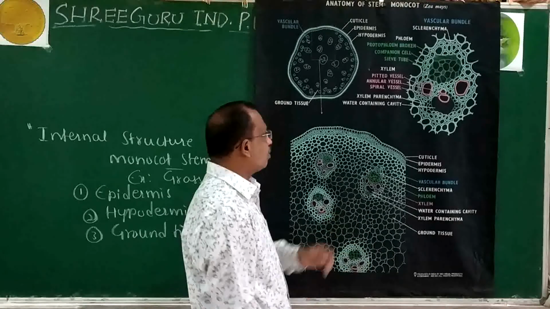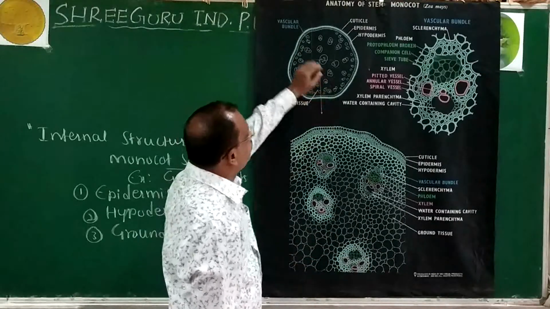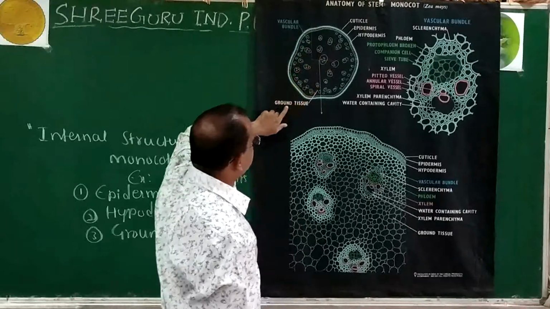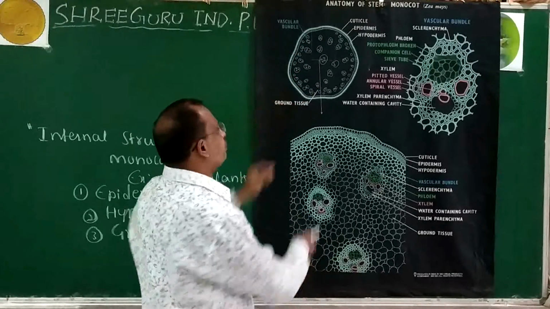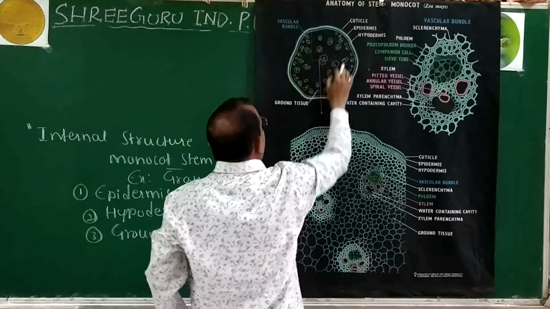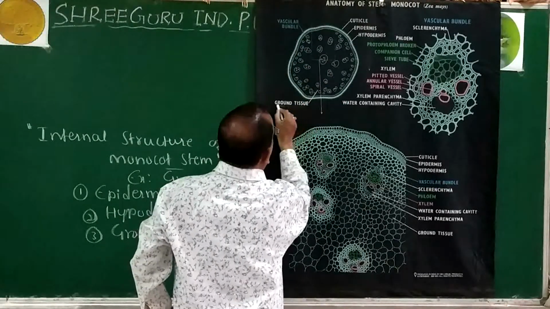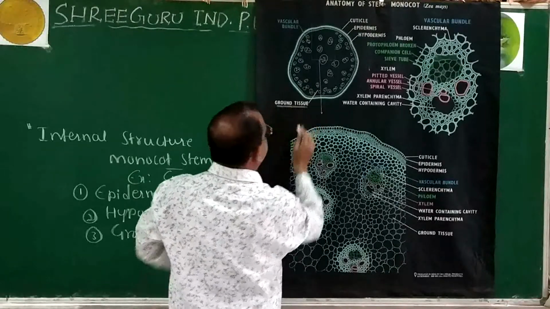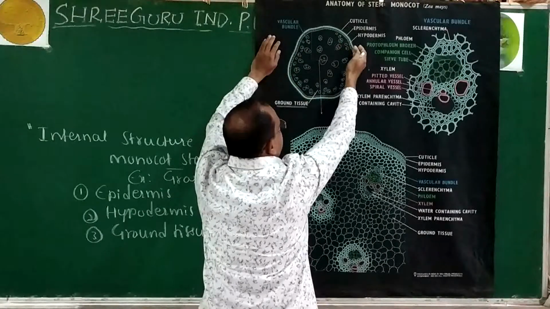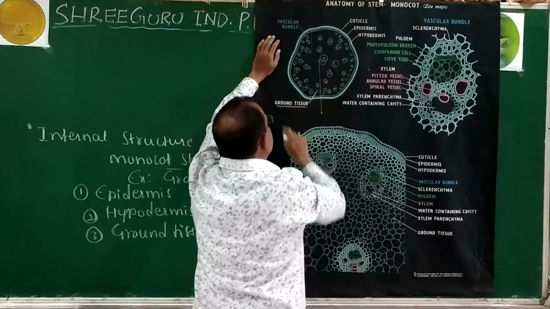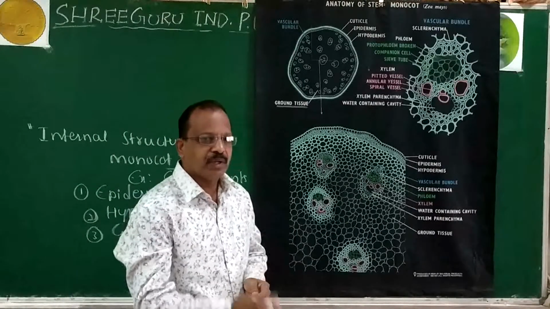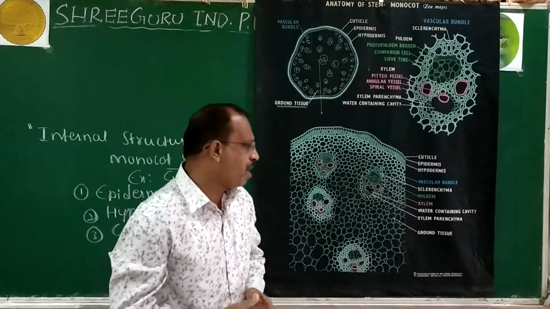Next is ground tissue. All the tissue which is present within the hypodermis is called ground tissue. So ground tissue is composed of parenchyma cells.